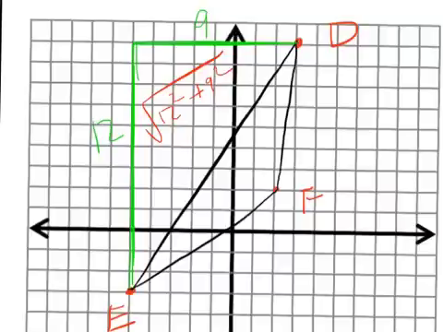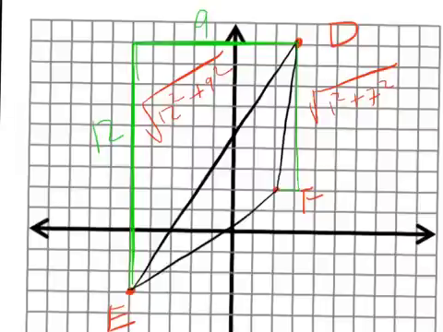So let's do the same thing on the other sides. It looks like I go over 1, up 7 here. So this distance is going to be the square root of 1 squared plus 7 squared.